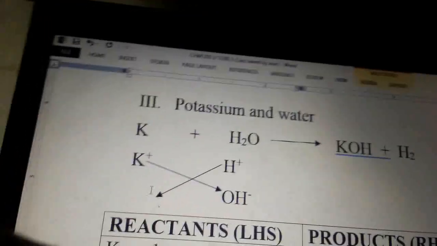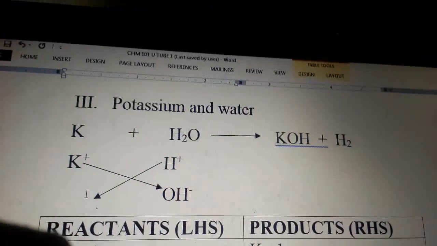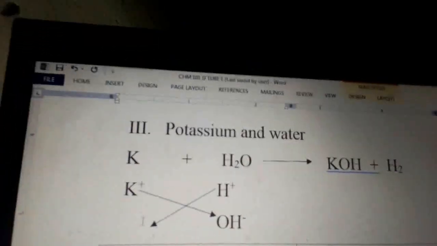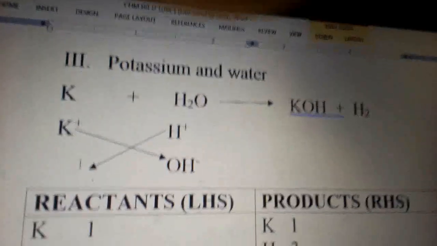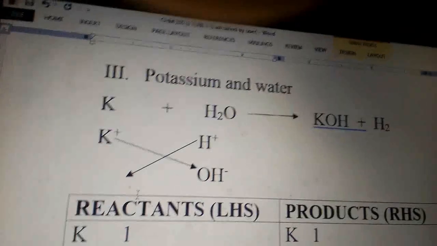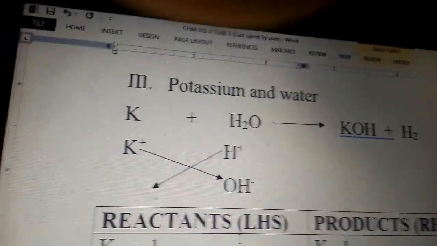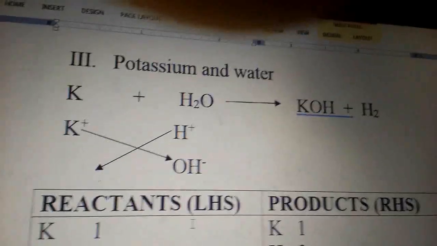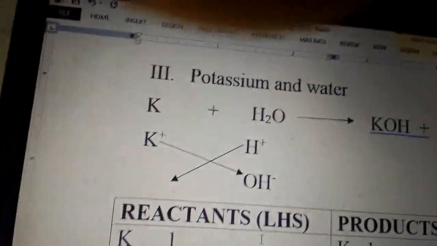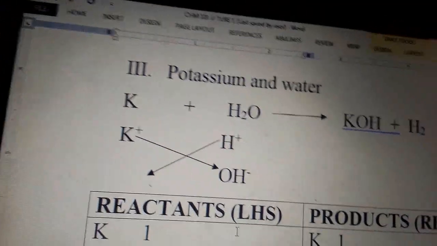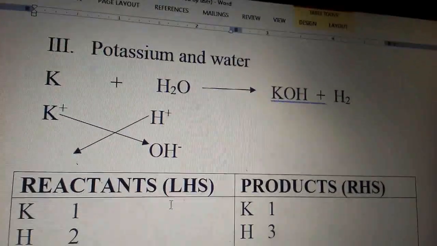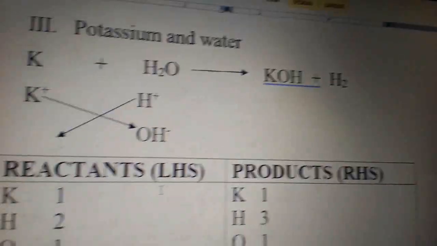The next question is reaction between potassium and water. So potassium is an element. So elements have symbol. Symbol potassium is K, water is H2O. We write the two substances on the left hand side because they are reactants and put a plus sign between them, showing that they are reacting. We draw an arrow to show the direction of the reaction.